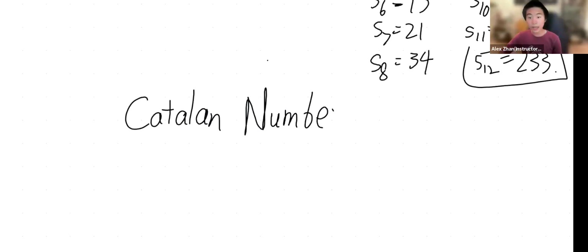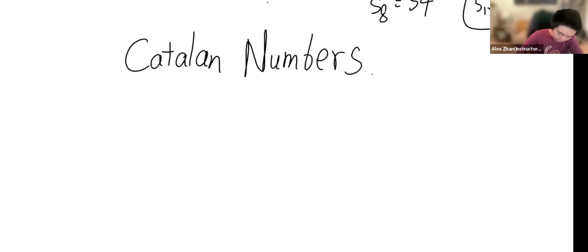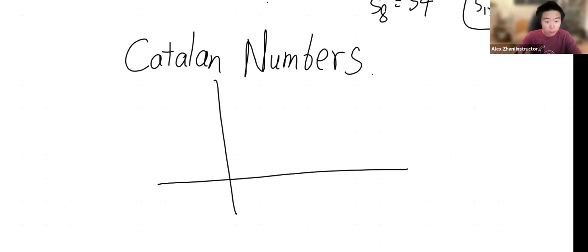All right, so Catalan numbers. Let's first introduce Catalan numbers as one of the most basic examples. I think this is one of the ways Catalan numbers are generally introduced. So let's talk about a grid. Do you guys know what a grid walk is?